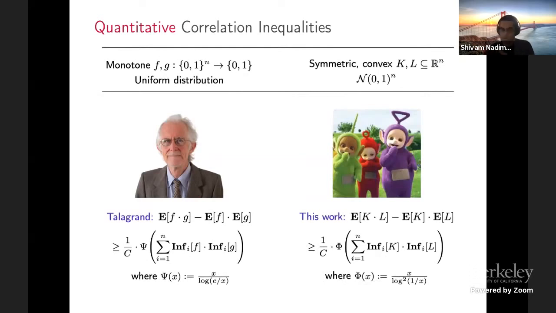We show that given two symmetric convex sets, you can lower bound the correlation between them in terms of this function phi of the sum of the products of these influences. And this function phi differs from Talagrand's psi function in that it's got an additional logarithmic factor in the denominator. But I also haven't told you what this notion of influence for a symmetric convex set is. So let me briefly define that.